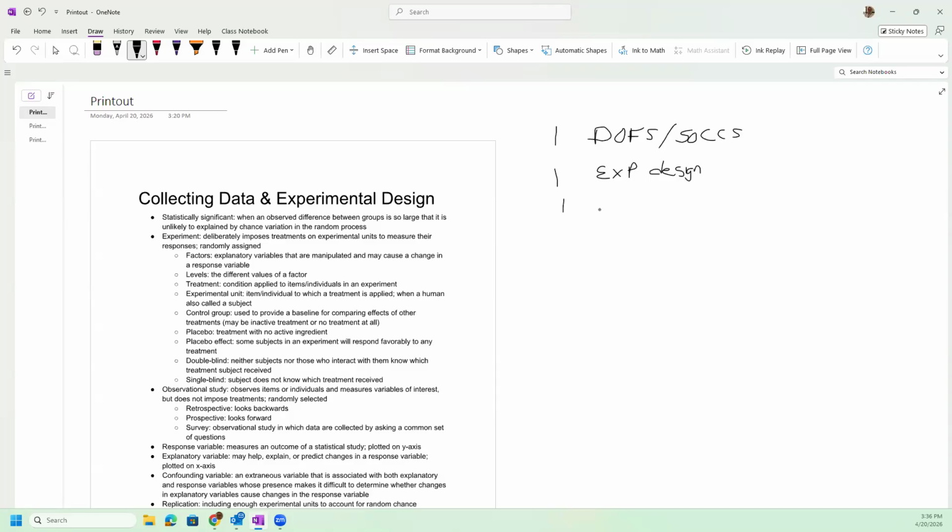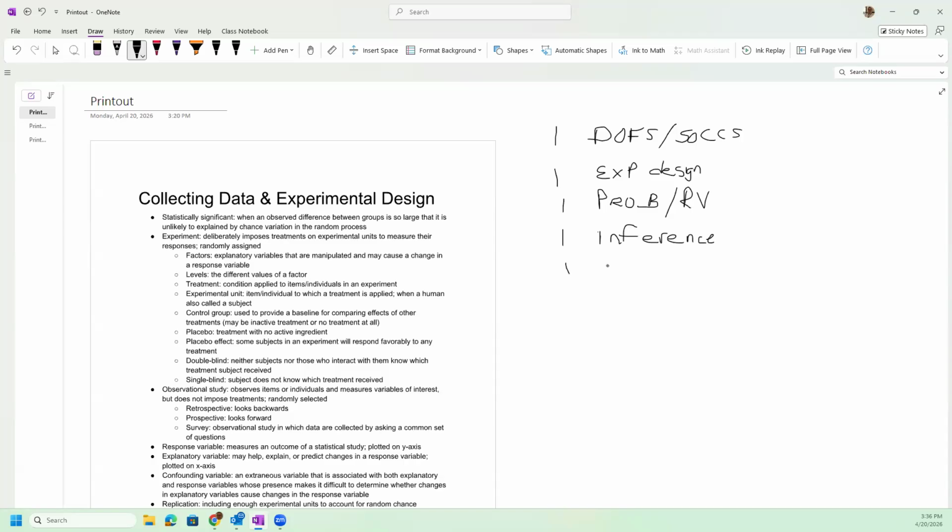There will be one question on probability and random variables. There will be one question on inference. So there's four of our six questions.